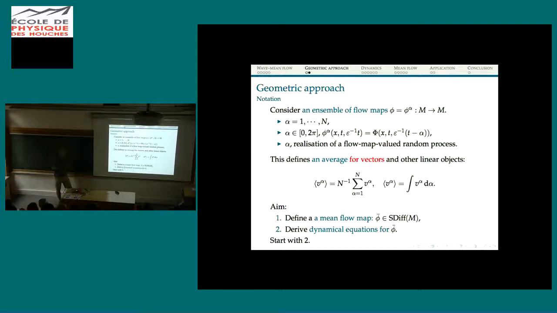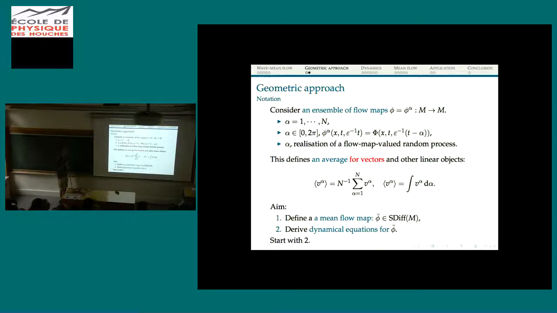So, given an ensemble, can we cook up a mean? That's the first part. And then the other one is, given a mean flow map, can we find equations governing the dynamics of this flow map? I'll start with the second, because one of the key messages here is that many properties of the equations that you get don't depend on the details of the flow map. So I'll start deriving equations, assuming that someone gives me a recipe for, given an ensemble of flows, finding the mean flow map, and then after that I'll explain how you can define the mean.